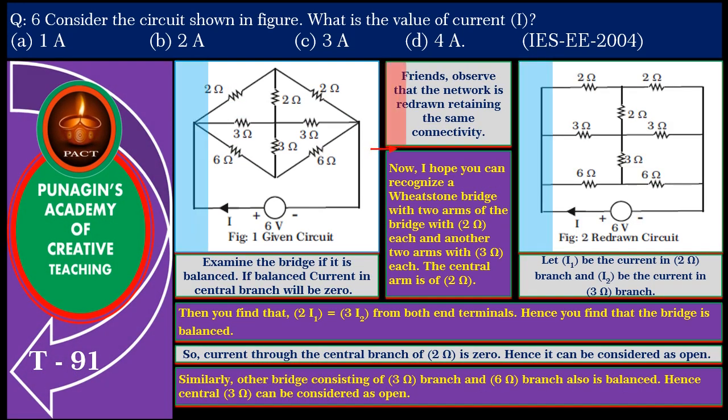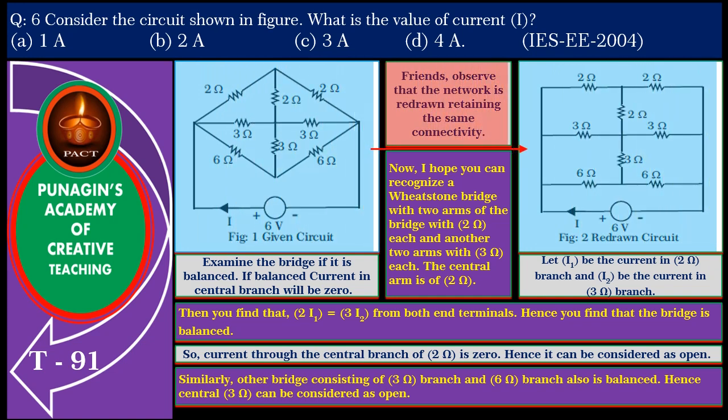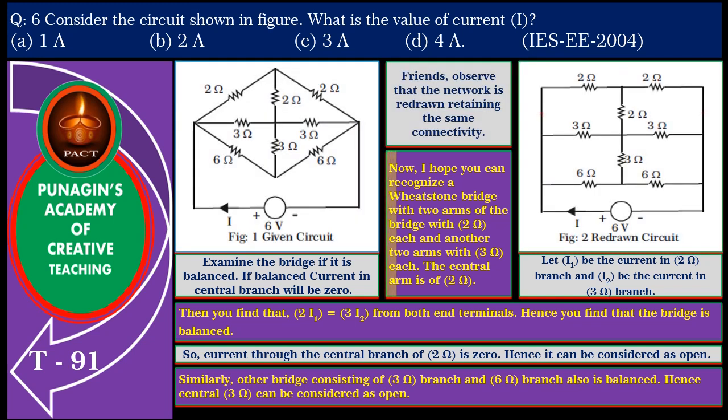Friends, observe that the network is redrawn retaining the same connectivity. Now, I hope you can recognize a Wheatstone bridge with two arms of the bridge with 2 ohm each and another two arms with 3 ohm each. The central branch is of 2 ohm. Examine this bridge if it is balanced. If balanced, the current through the central branch will be 0.